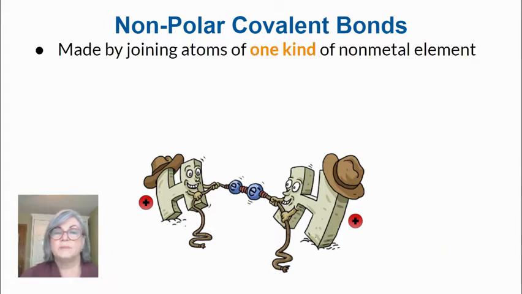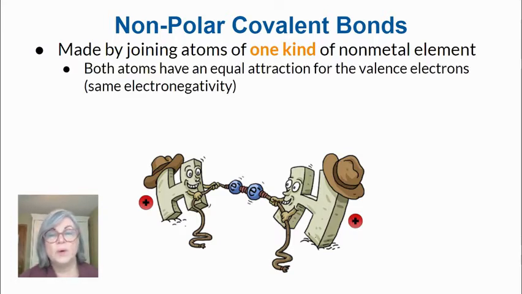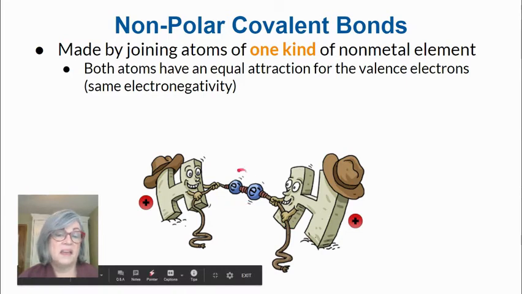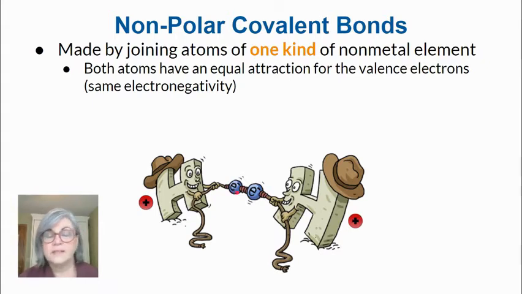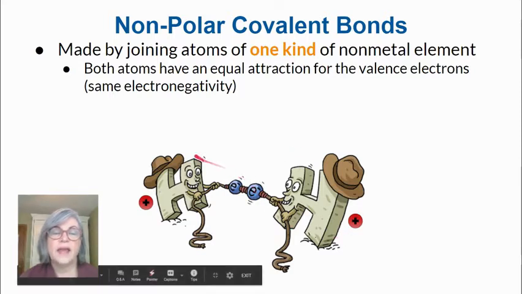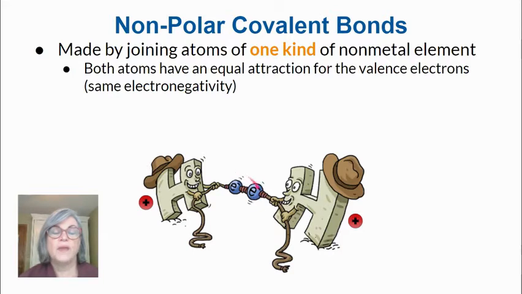So it's made by joining atoms of one kind of nonmetal element, and both atoms have an equal attraction for the valence electrons. In other words, they have the same electronegativity. That was the word that we used to describe the attraction that the nucleus has for electrons in a chemical bond. So basically, these electrons end up hanging out right in the middle of this tug of war for the electrons. And again, they're constantly in motion. So every once in a while, this electron will come hang out over here and it'll hang out over here. But most of the time, the average location for those electrons is right in the middle.